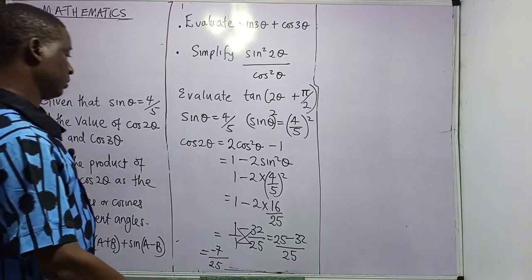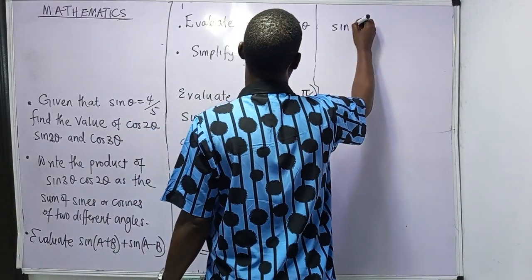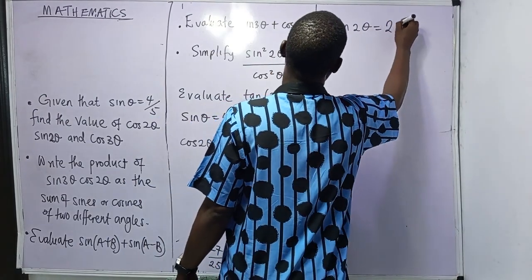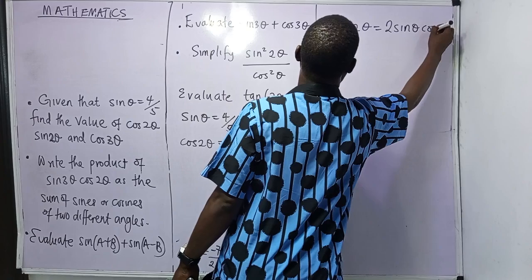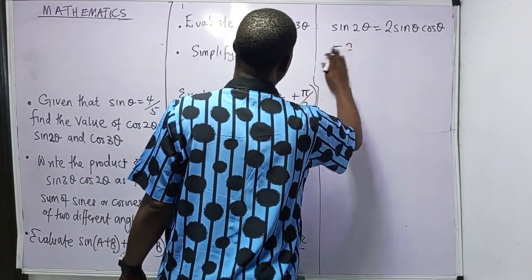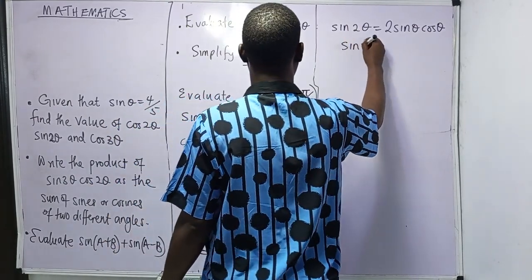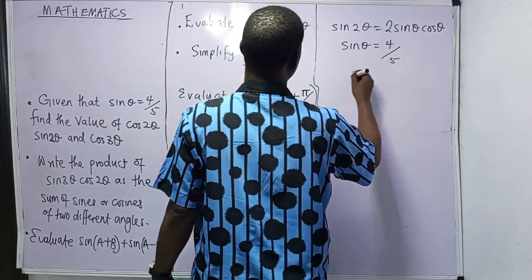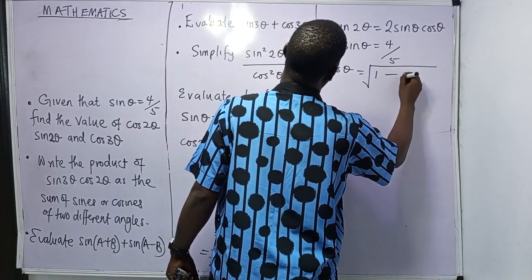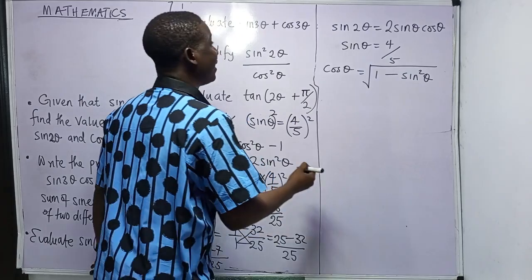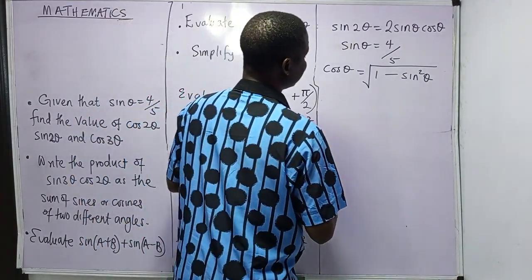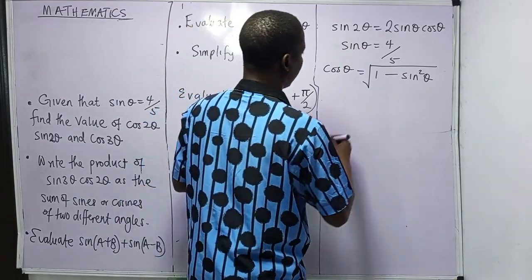The second one says you should find sin 2 theta. So sin 2 theta will be equal to 2 sin theta cos theta. That's what sin 2 theta is. When we have sin theta given as 4 over 5, to find cos theta, as I told you before, remember that sin square theta plus cos square theta equals 1. If that is the case, making cos theta the subject of the formula, you have that.